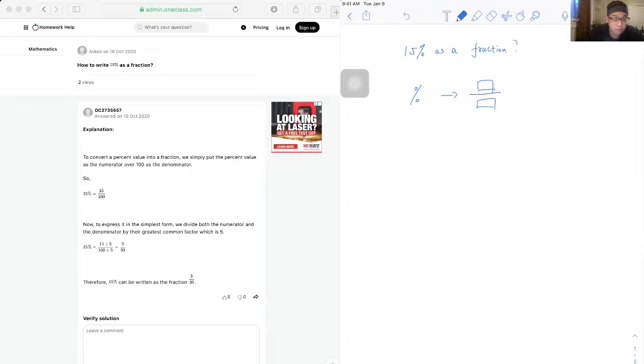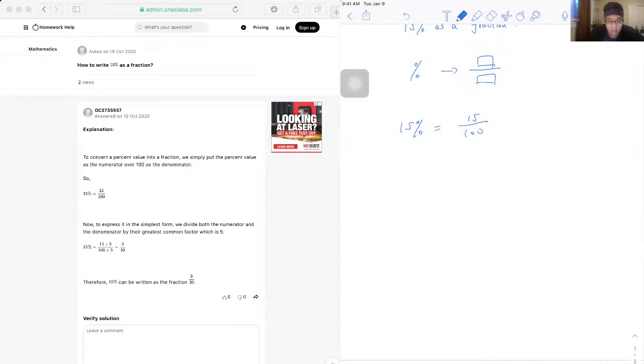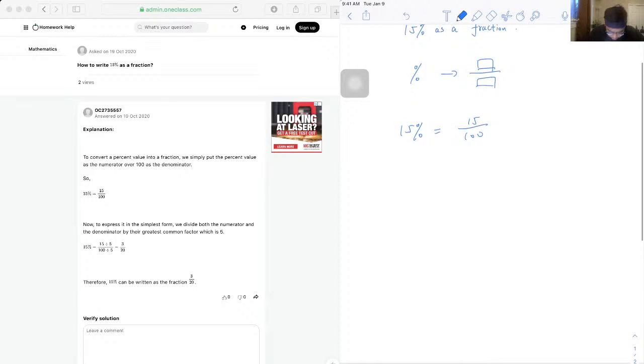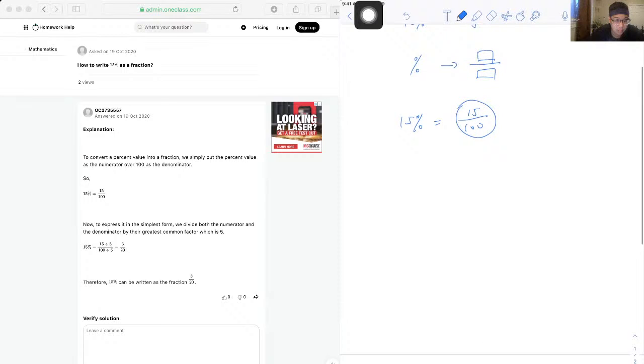So we'll start from the definition of percent. We just need to simply put the percent value as a numerator over 100 as a denominator, and that's exactly what I mean by percent. So let's say 15% is just equal to 15 over 100. Imagine we have a cake and we cut it into 100 pieces and we take 15 pieces out from it. So that's where we get 15 over 100.